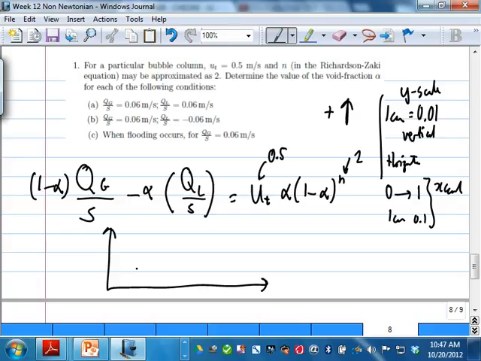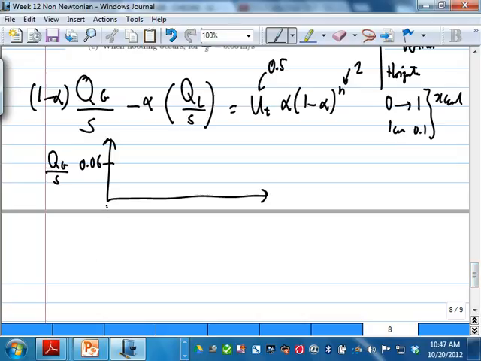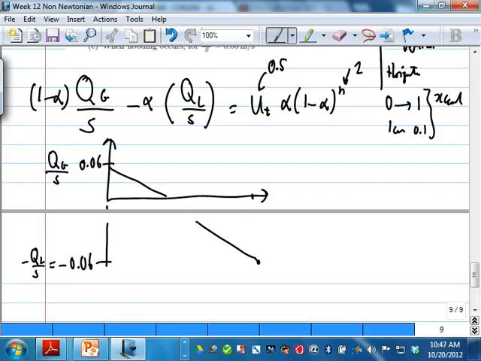So here in this case you have 0.06. This is QG over S. Here you have minus 0.06. This is your QL over S. Minus QL over S equals minus 0.06. You'll have a line like that here. Alpha equals 1, alpha equals 0.